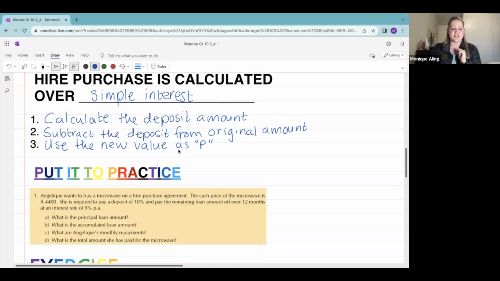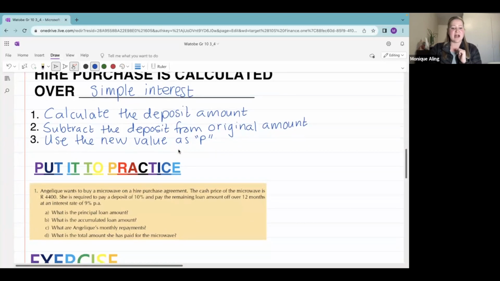Okay, so the first question. Angelique wants to buy a microwave on a hire purchase agreement. Okay, so this means she can't pay for it cash, or she's not going to pay for it cash. The cash price of the microwave is 4,400 Rand. She's required to pay a deposit of 10% and pay the remaining loan amount off over 12 months at an interest rate of 9% per annum.